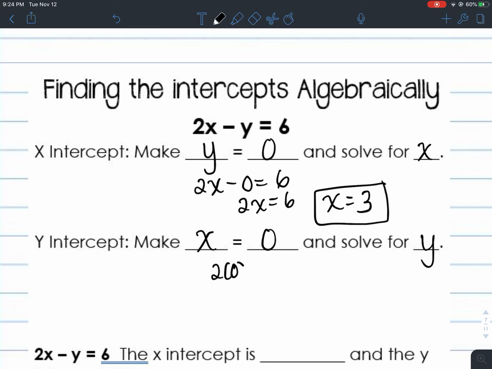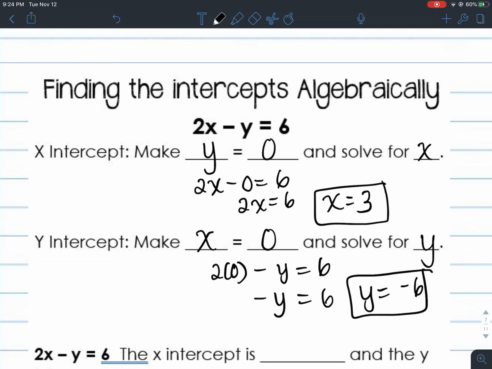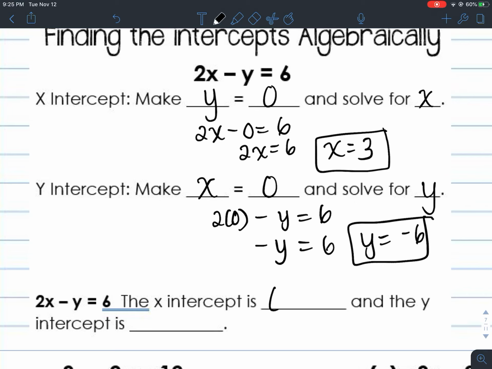For the y-intercept, you do the opposite, make x 0 and solve for y. So I'm going to take the x out. This is really what we're doing mathematically. That's just going to be 0 minus y, or negative y, and therefore y is equal to negative 6. So you get negative 6 for your y-intercept. This is not one point, right? They're two separate points. You have an x-intercept of 3 and a y-intercept of negative 6. When you're writing these as ordered pairs, you can write your x-intercept as 3, 0, and your y-intercept as 0, negative 6.